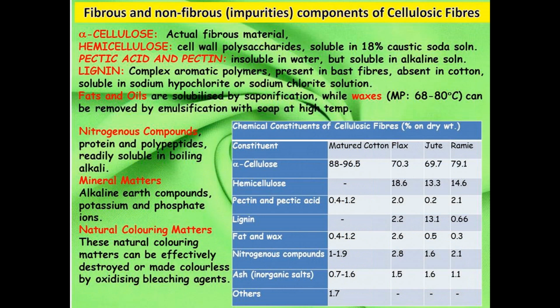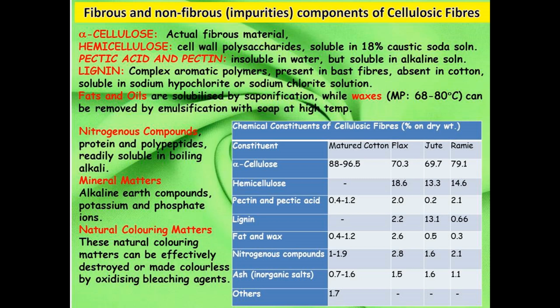Fibrous and non-fibrous impurities component of cellulosic fiber. Alpha cellulose is the actual fibrous material. Hemicellulose is the cell wall polysaccharide. It is soluble in 18% caustic soda solution. Pectic acid and pectin are insoluble in water but soluble in alkaline solution.